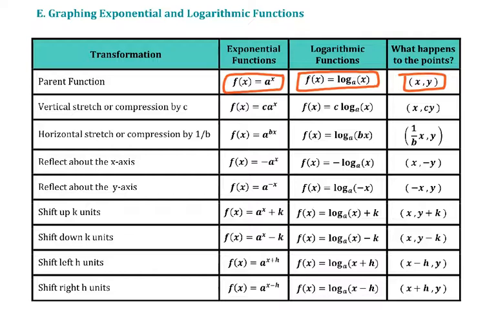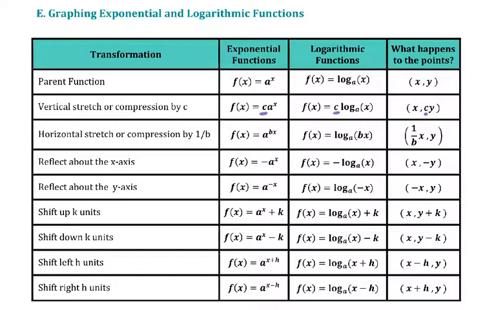So we're just going to refresh our memory and make sure we know what all these different values that we add, c, b, h, and k, are going to do to the function. So if you multiply by some value c, multiplying by c on the outside, that is a vertical stretch or compression by c. So we're going to multiply the y value by c.